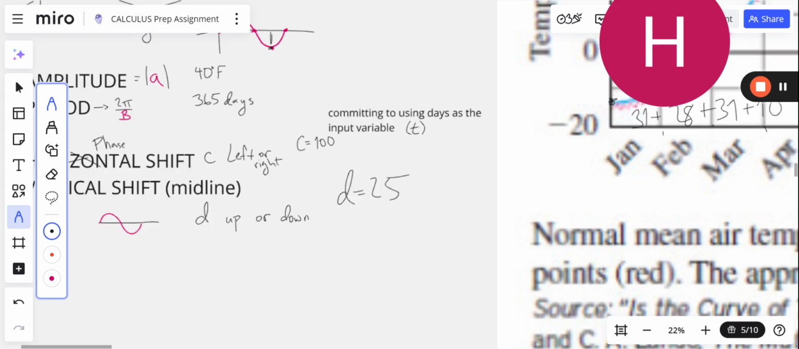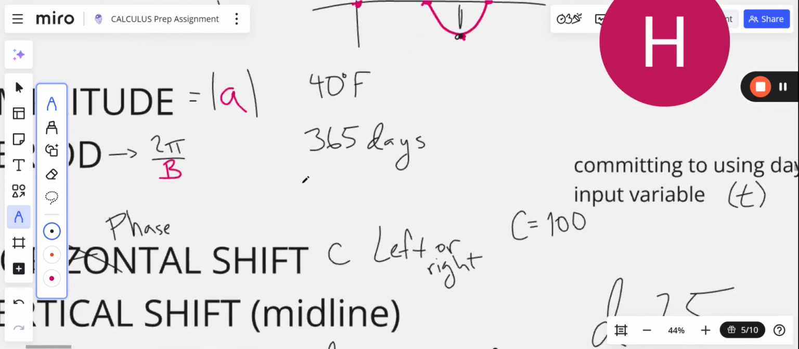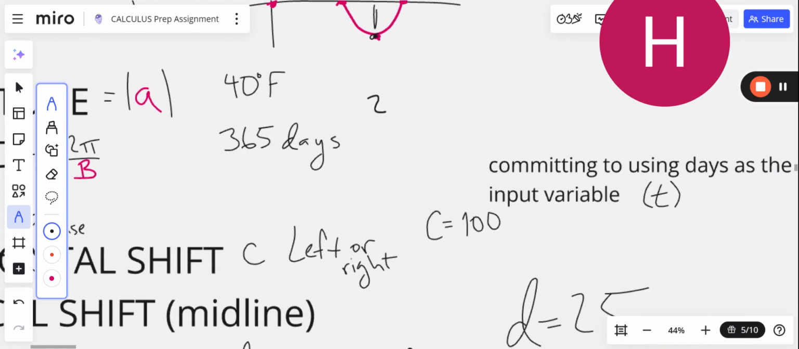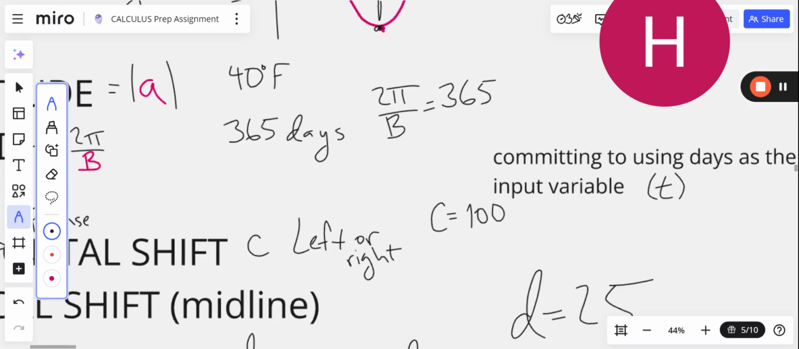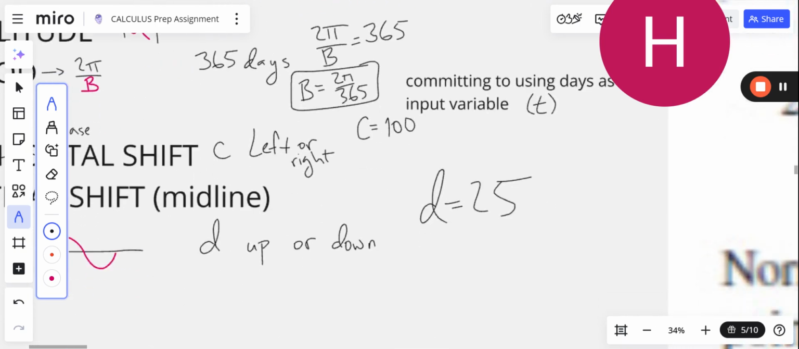Okay, so let's write our equation. Well, if we have 365 days, then what's the b value? That means that 2 pi over b equals 365, which means that b is equal to 2 pi over 365. And that's what we're going to put into the actual equation when we write it out.